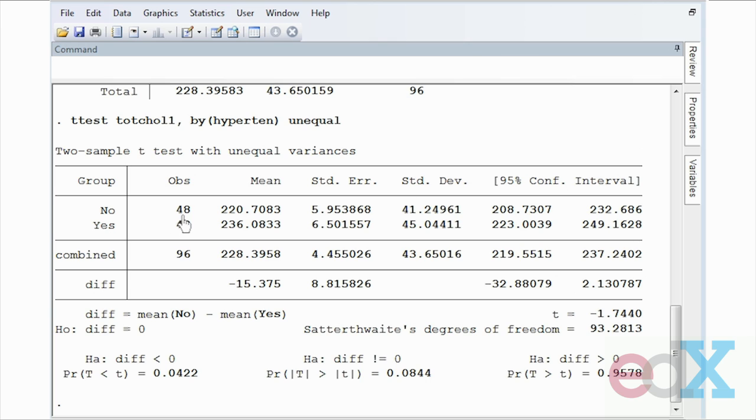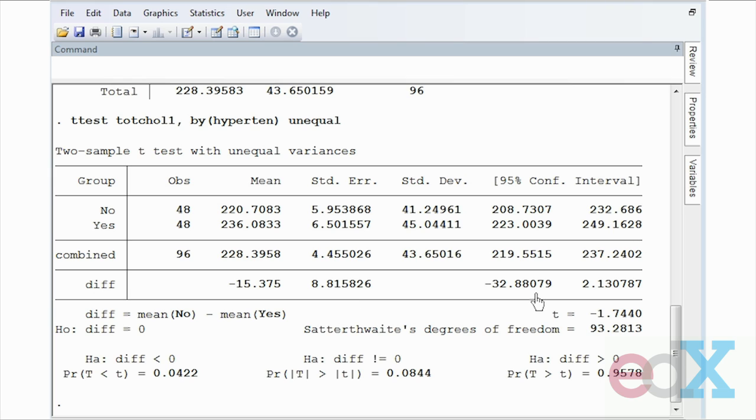For the first group, the mean was 220, as we saw before, and for the second group, the mean was 236, as we saw before, and the combined mean was 228. Now, here are the differences. If we look at the differences, that would be 220 minus 236, and so on. There it is, 15.375. Those differences have a standard error of 8.81.